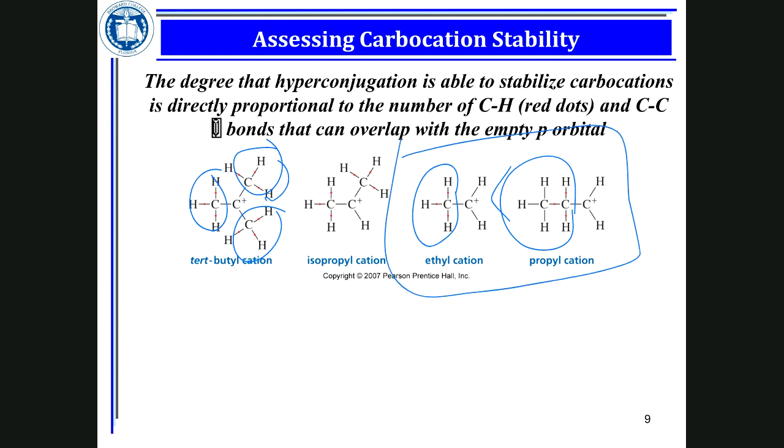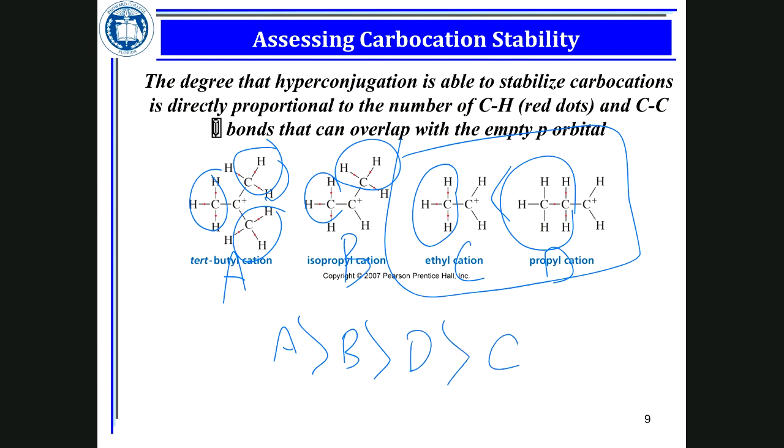But if you have a secondary, it is going to be more stable than the primary, than both of them actually. So if we have A, B, C, and D, A is going to be more stable than B, more stable than D, more stable than C. So the larger the size of the alkyl group matters. If you have secondary versus primary, the choice is clear. Secondary is more stable than primary.